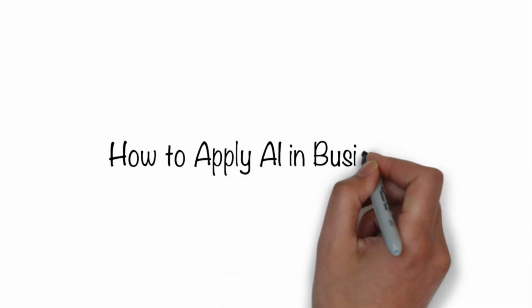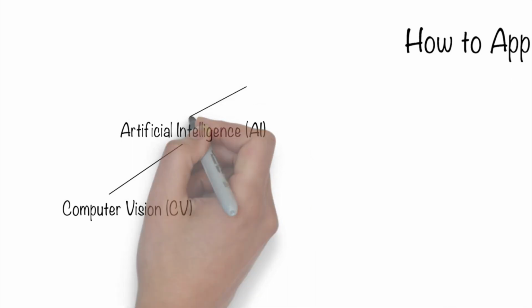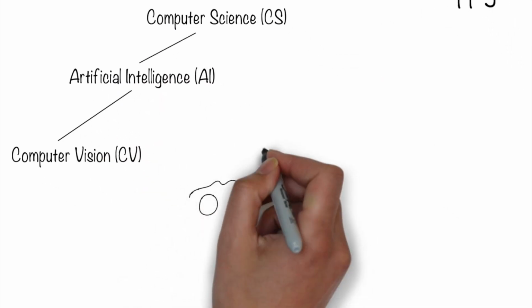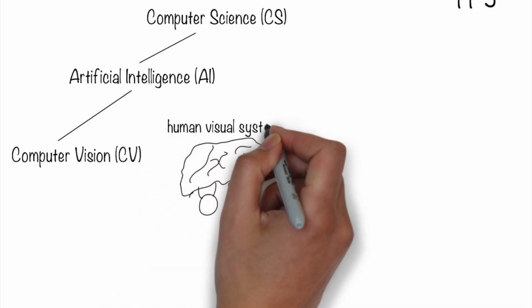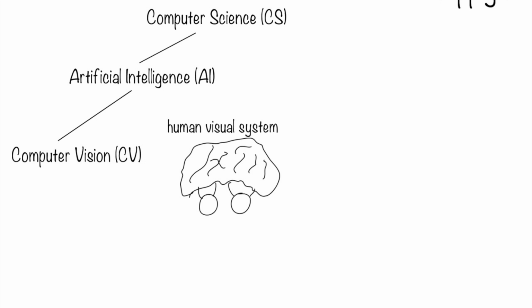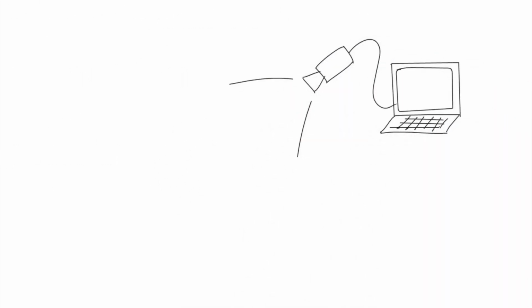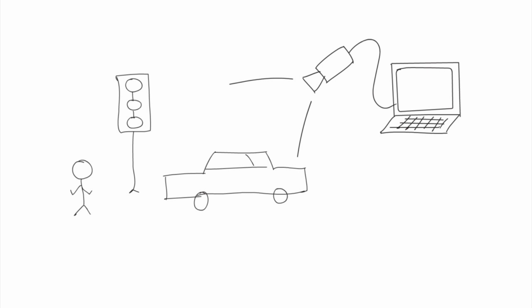How to apply AI in business. Take computer vision, a branch of AI, which itself is a branch of computer science. With CV, we can create a system that does a subset of things that the human visual system can do. In CV, the system can analyze a picture taken by a camera to understand what's in the picture. For example, it can recognize objects like cars, streetlights, and people.